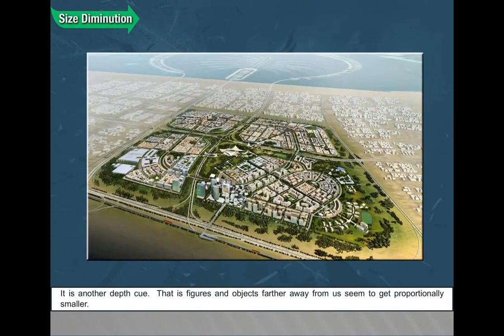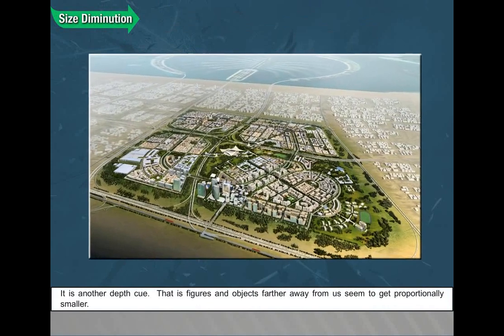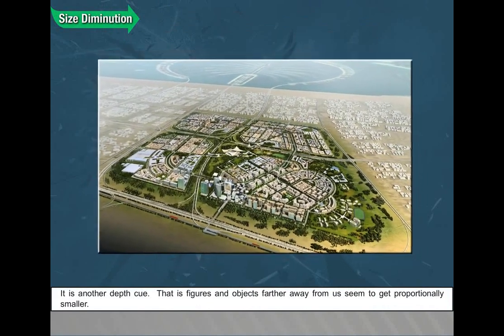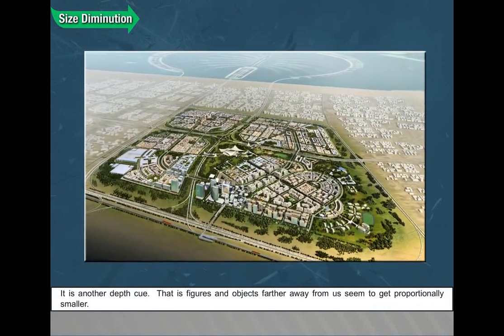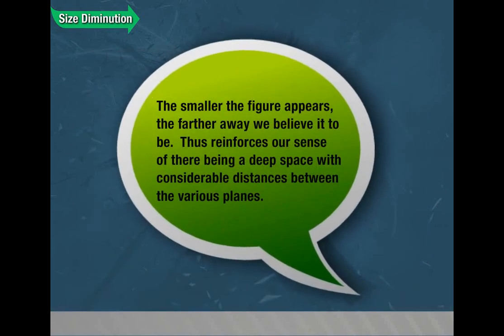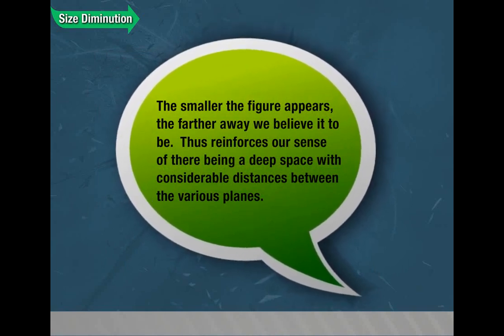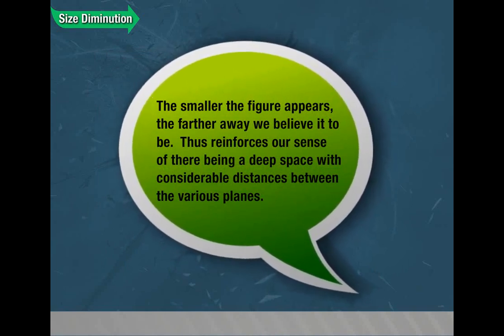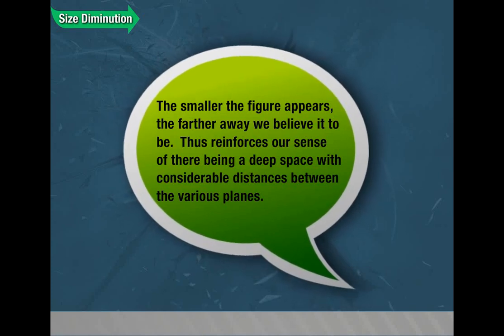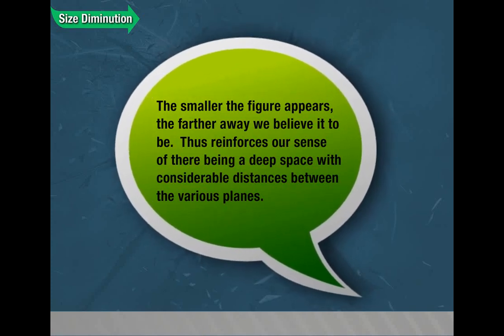Size diminution. It is another depth cue. That is, figures and objects farther away from us seem to get proportionally smaller. The smaller the figure appears, the farther away we believe it to be. This reinforces our sense of there being a deep space with considerable distances between the various planes.